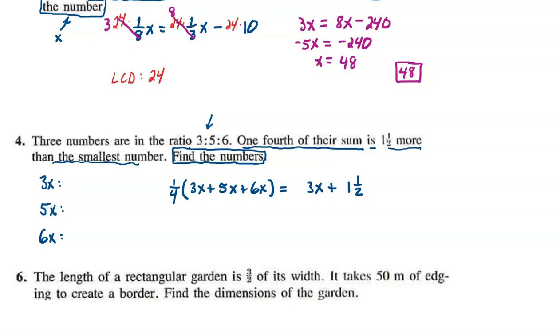Now we want to solve this equation. I noticed that inside the parentheses, these are all like terms. I think it would be helpful to combine these together and write this as 1/4 times 14x. And that's equal to 3x plus 1.5. Now, 1.5 written as a fraction is 3/2. I like that a little bit better than having the mixed number.